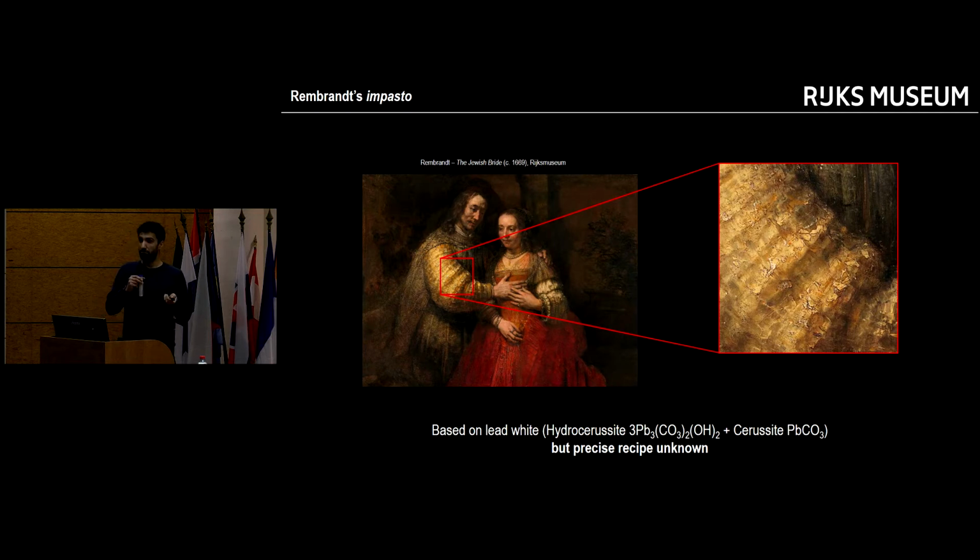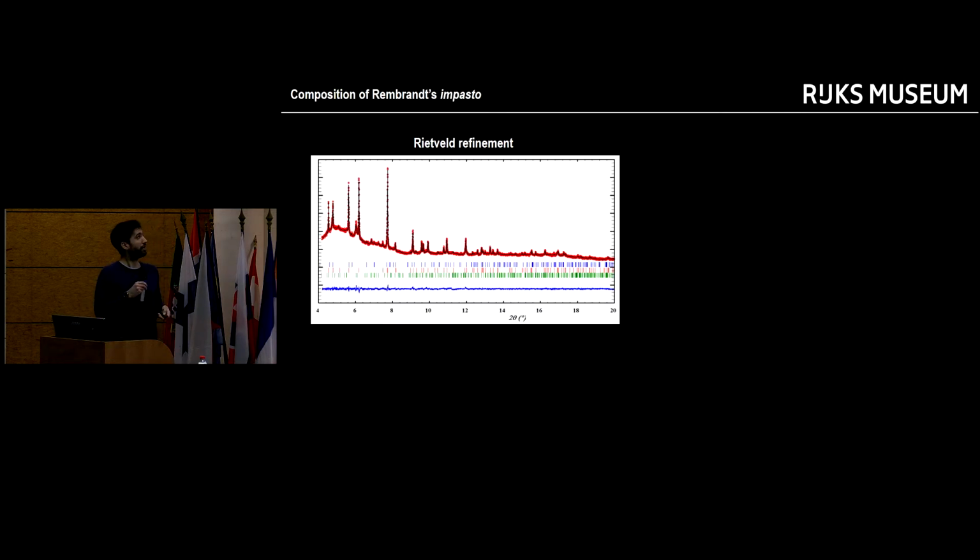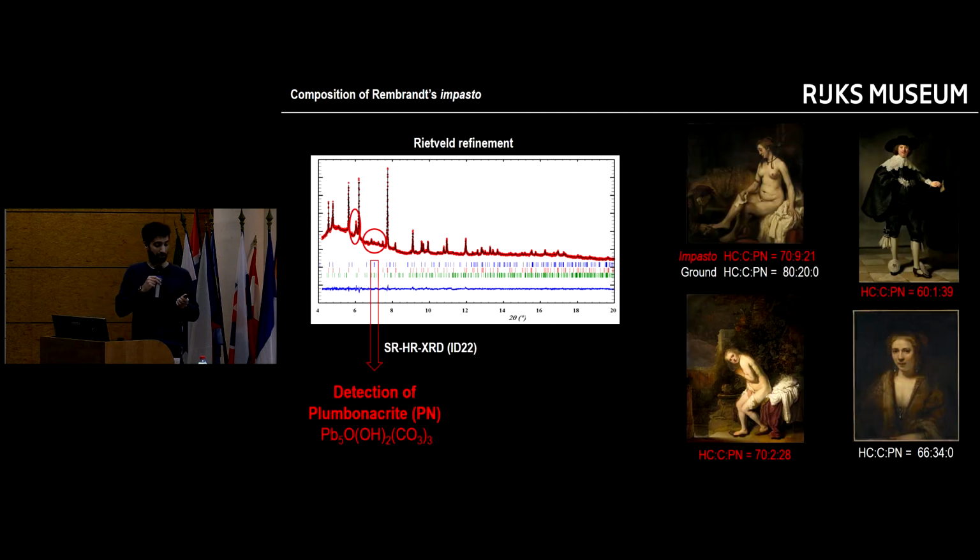We knew that Rembrandt's impasto was based on lead white, so this mixture again of hydrocerussite and cerussite, but the precise recipe was unknown. So our idea was again, let's take some cross-sections from impasto areas and non-impasto areas and see if we have some specific structural features. So again, back to ID22, well, the first thing that we observed is that in all of the impasto samples that we had, a mysterious phase was showing up.